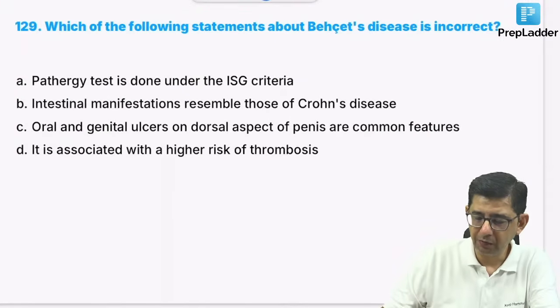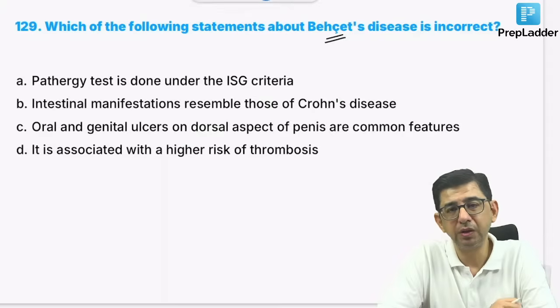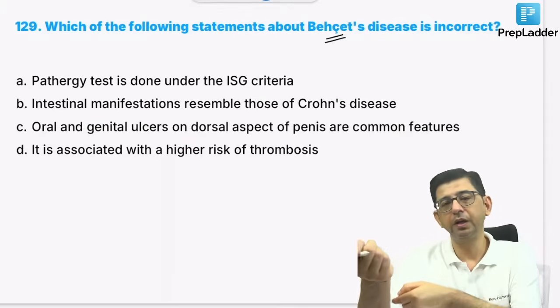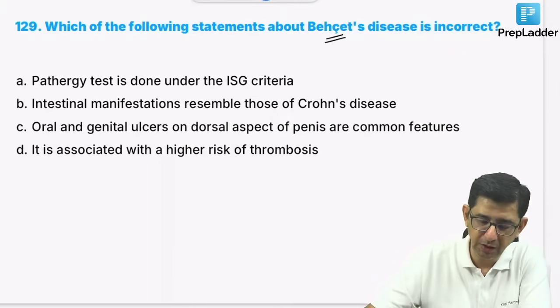Okay, next is a question on vasculitis, that is with respect to Behçet's disease. One of the tests that we do in this case is we use a hypodermic needle and we make a prick in the forearm of the patient, and it can result in development of a sterile nodule. So pathology test is done for this patient.